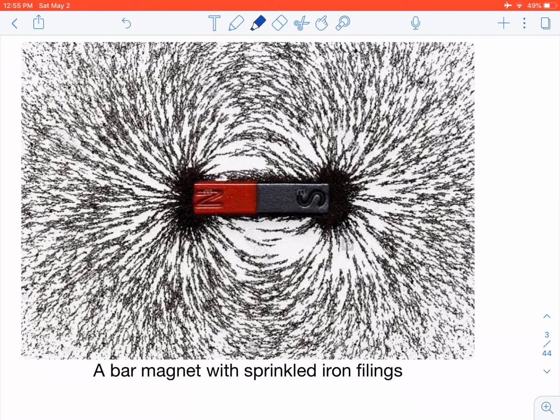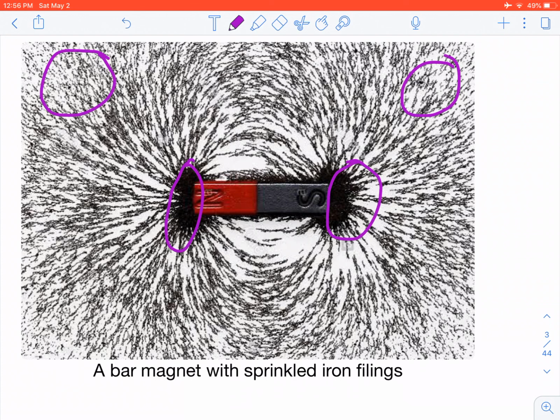When you look at it, you see, for instance, a pattern, right? And that's giving you some indication of what's happening around a bar magnet. Here at the South Pole, you see a lot of iron filings. Here at the North Pole, you see a lot of iron filings. And as we go further and further away, you find there aren't many iron filings there.